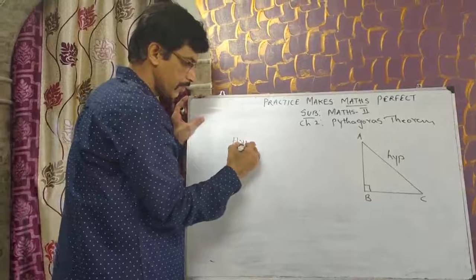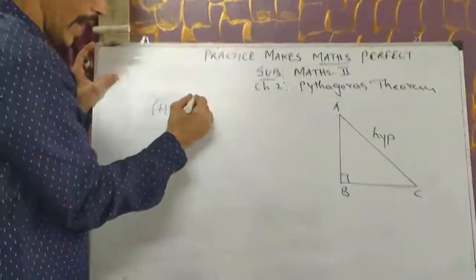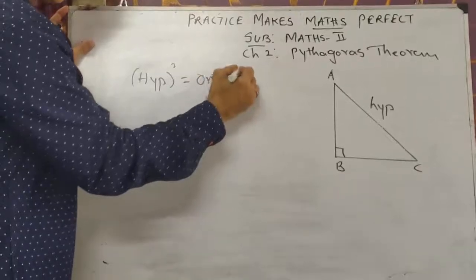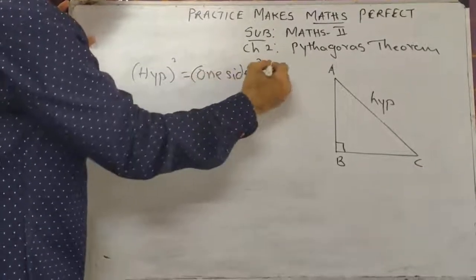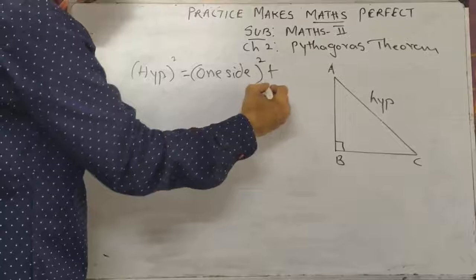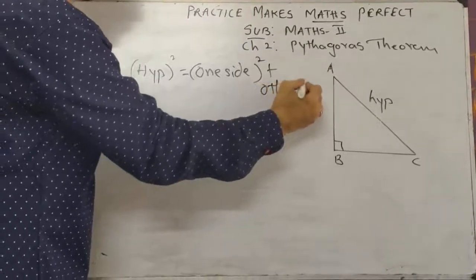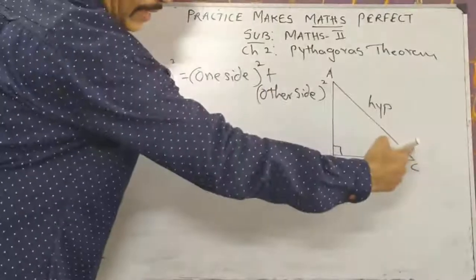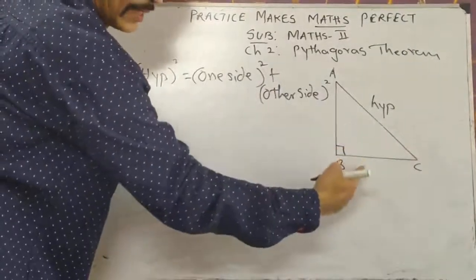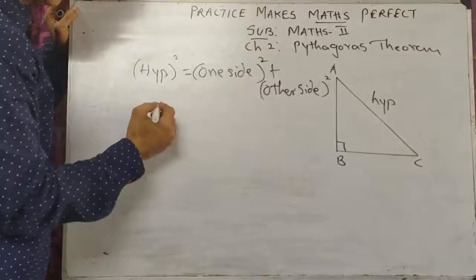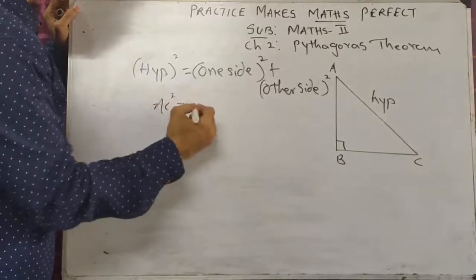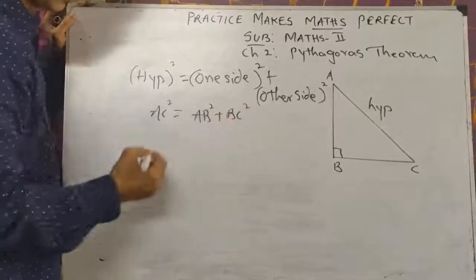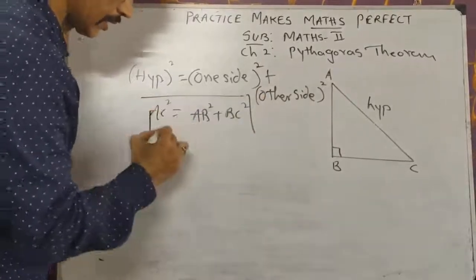Hypotenuse square is equal to one side square plus other side square. Or you can write in this manner also: AC square is equal to AB square plus BC square. This is your Pythagoras theorem.